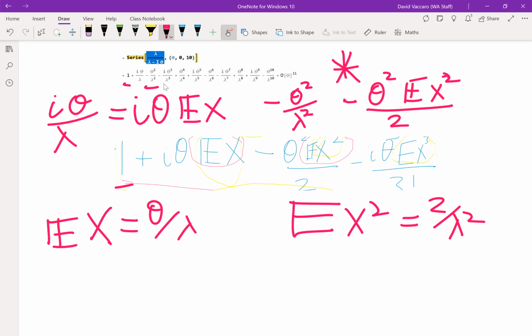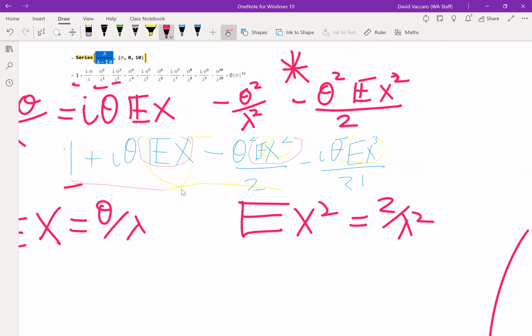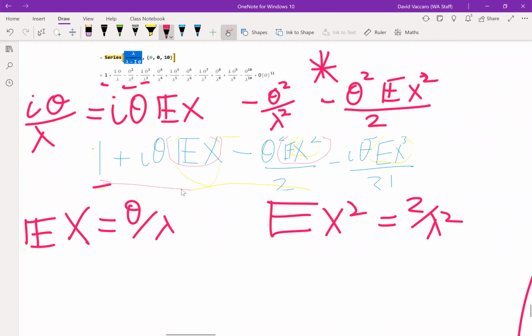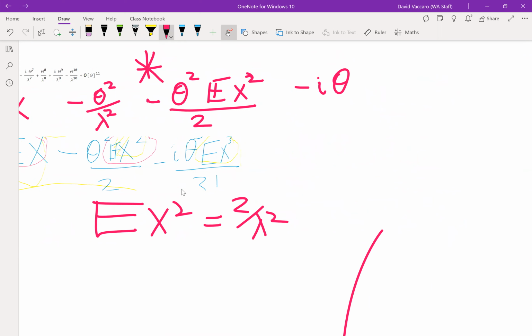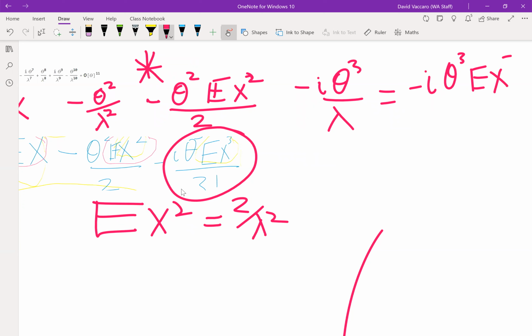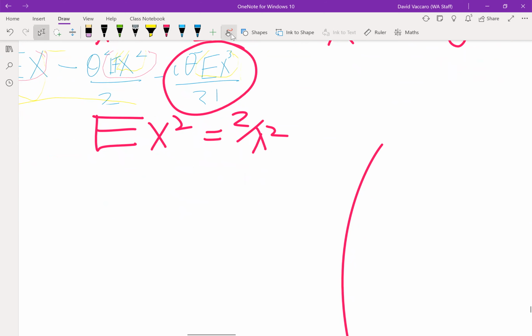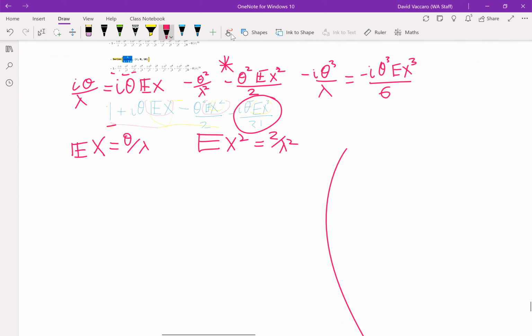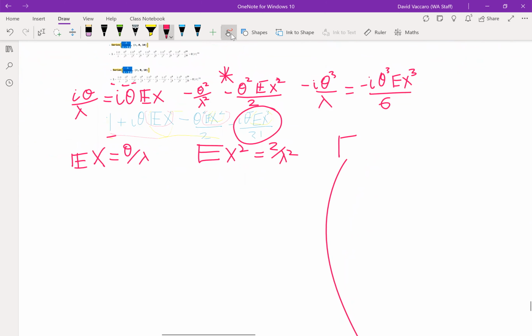And I'll just do one more. The coefficient of theta cubed is minus i theta cubed over lambda. Whereas down here, we've got it as minus i theta cubed expectation of x cubed over 6. And then if we simplify, we get that the expectation of x cubed must be 6 over lambda cubed.